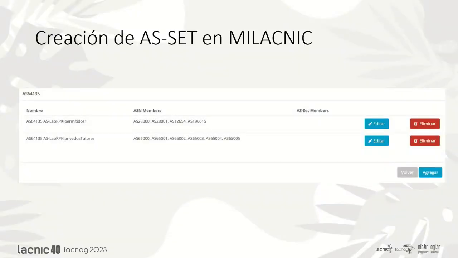So here we have an image showing how we would create this. Let us enter the MiLACNIC portal so that we can show you rapidly in detail how this is done. This is where we enter, how we produce the registers, and also the resources we have assigned, and the autonomous systems for which we wish to generate transit.